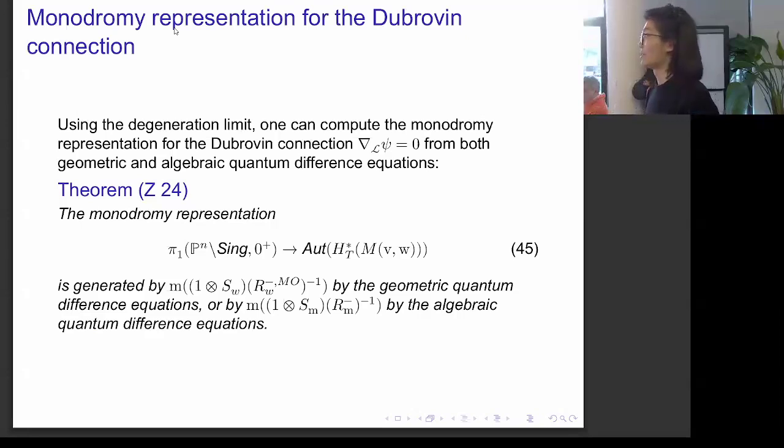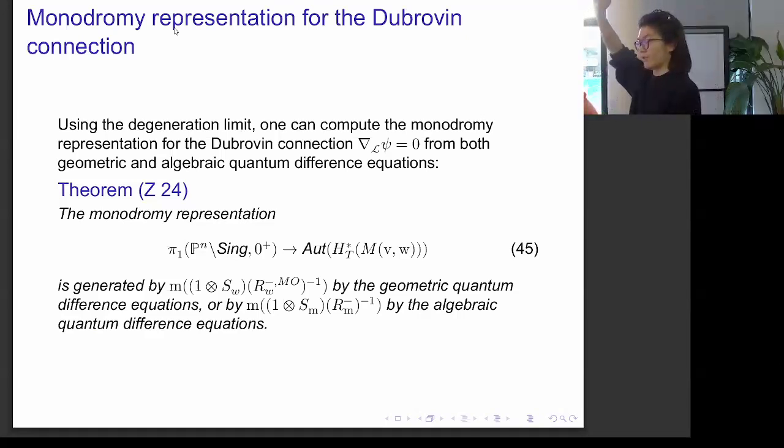Why is that? Because there's one thing that I have to say here: the monodromy that I computed here is over the fundamental group of the region. So what does it mean? It means that on the side of the quantum difference equation, you take the fundamental solution from the 0 point and take the fundamental solution at the infinity point.